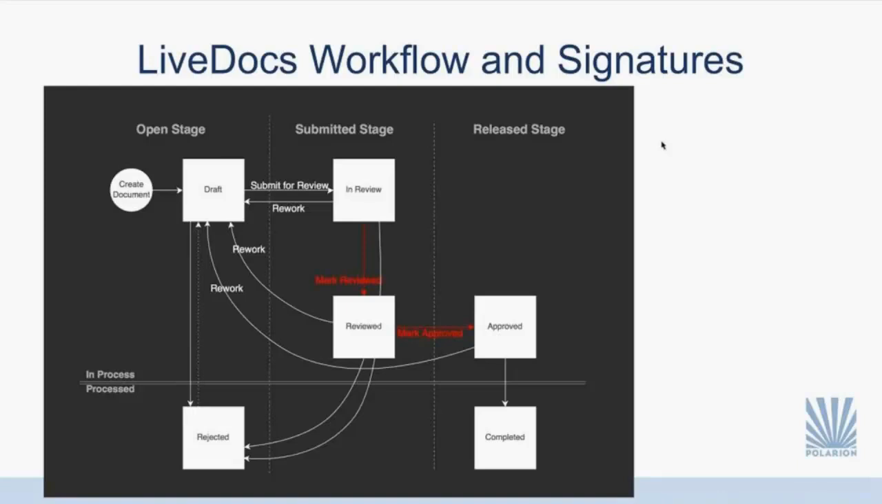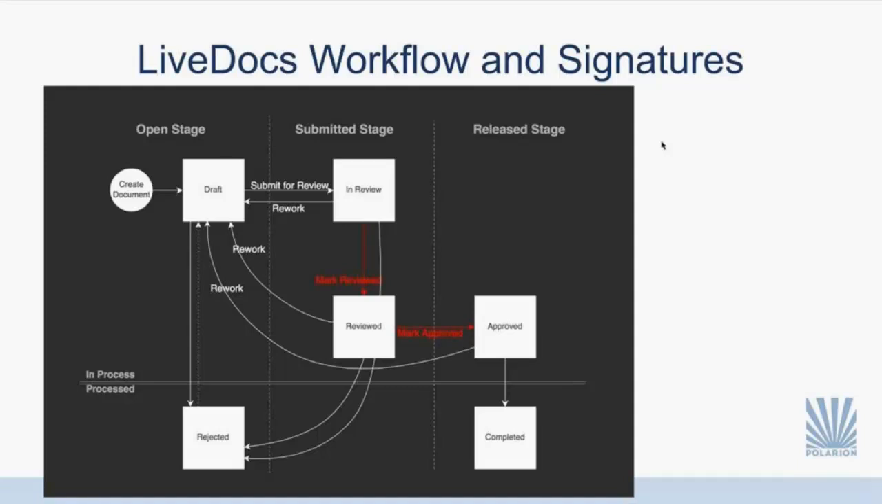For example, here we see a typical workflow for a live document. Live document is a unique concept of Polarion that I'll speak about later. It's a container, a document that contains the software requirement specification, for example. When you create it, it's in the status draft. Then you might push it for the review. From review, it could be marked as reviewed, then approved, completed.